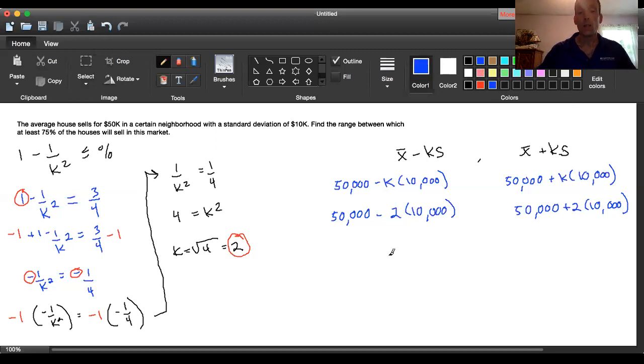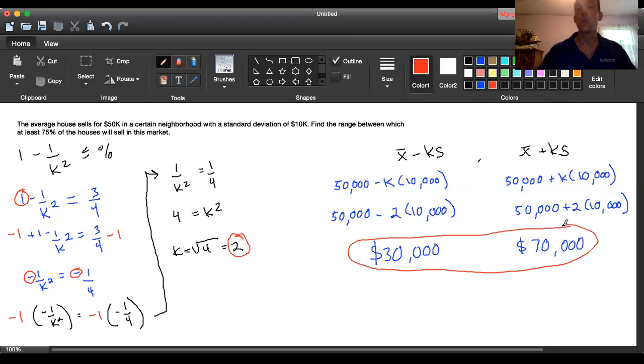If we look to the left, 50,000 minus 20,000 is going to give us $30,000 right here. And on the right side, we're going to end up with $70,000. And let's circle this because this is our conclusion here. And let's just take a moment to think about what we got. What we found out is at least 3/4 of the houses are going to sell between $30,000 and $70,000.